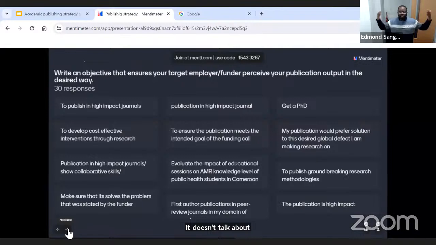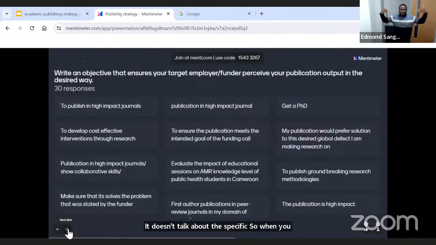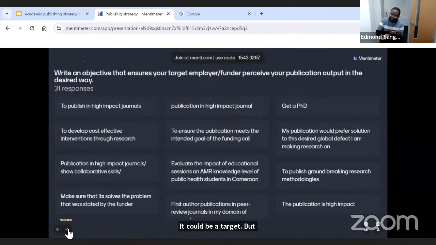So when you put in your strategy that your objective is to publish in a high impact factor journal, it could be a target, but is it an objective, really? So I like this one. Someone said my publication will proffer solutions to the global defect I am researching. This is specific, that they want to conduct research that is proffering solutions.